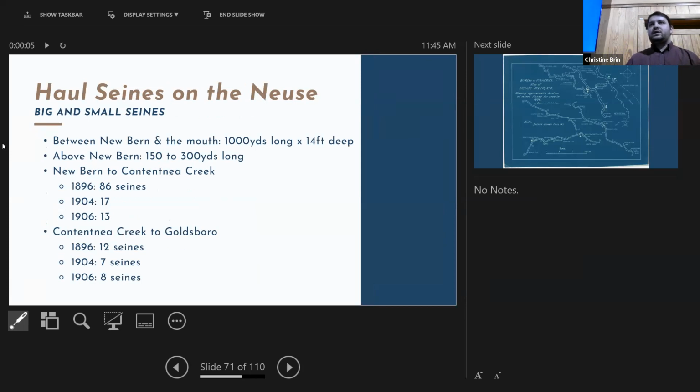And so just to give you an idea about how many of these nets are actually out there and how big they are, the ones below New Bern, they're the big ones. They're probably 1,000 to 1,500 yards in length. And then the ones that are above New Bern are much smaller, 150 to 300 yards. And as you can see, there's quite a few between New Bern and Contentnea Creek. So that's going to be past Kinston. And then really from Contentnea Creek to Goldsboro, there's fewer. But there's commercial fishing all the way that far up the Neuse River.